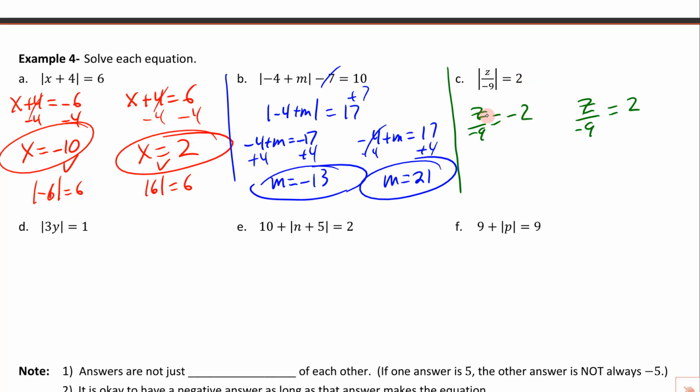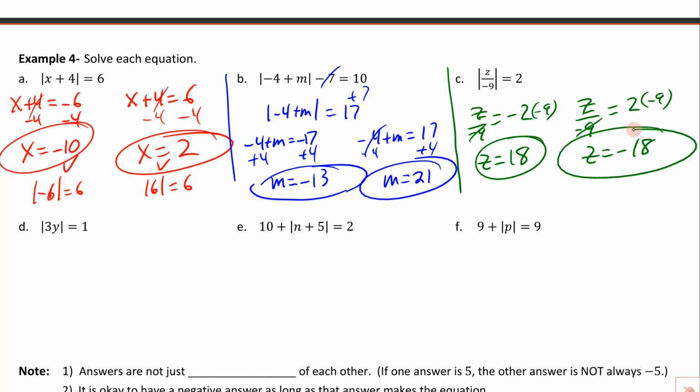And again, on both of these, I'm just going to multiply both sides by -9. So I get a z on this side, and I get a +18 here. And I'm going to multiply by -9 here, so I get z equals positive times negative, this would be -18 here. Okay, so we did get two numbers that are the same. They're opposite signs. Those are the answers on this one. If you wanted to plug that in, you'd see that works out to make the equation true. But again, it's already isolated, so that's a pretty quick step.